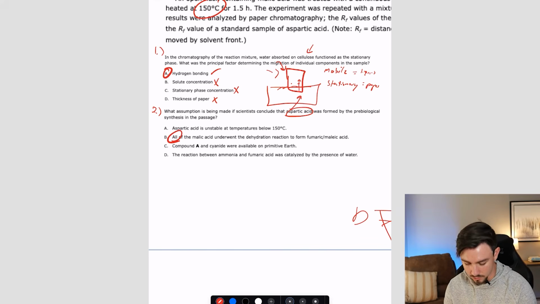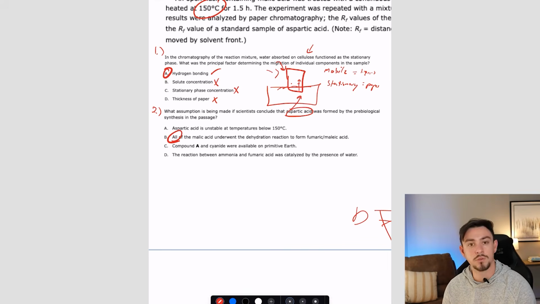Number 3 says, according to the developed chromatography plate, what is the approximate RF value of aspartic acid? Okay, so this is an example of a thin layer chromatography. So remember our formula that they gave us here. It's distance moved by the compound divided by distance moved by the solvent front. So we're going to say compound over solvent front.